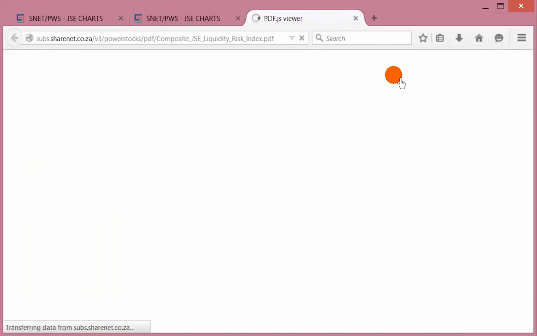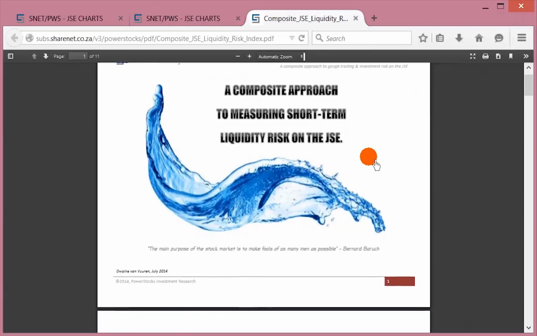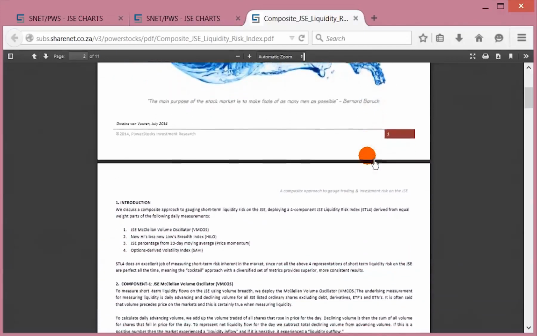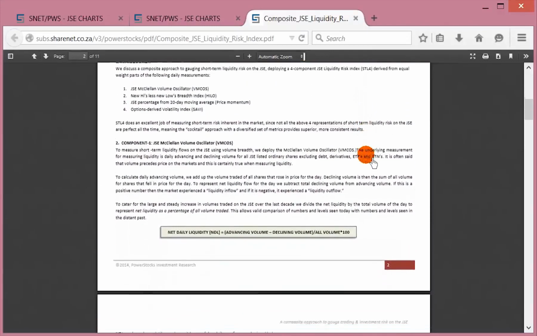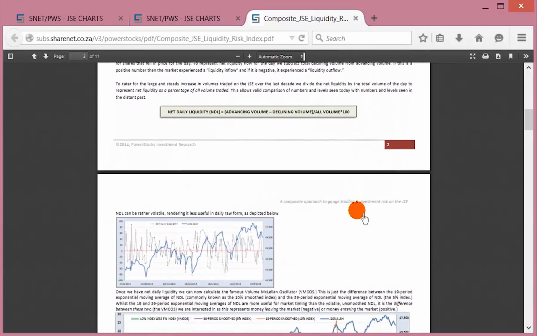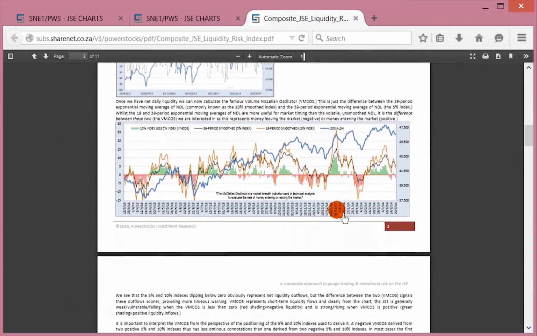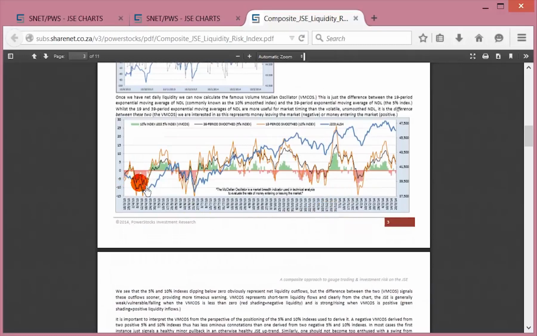So you can click on this PDF guide, and there we have a lovingly constructed user guide on the liquidity risk index we've devised for the JSE: how it works, what formulas we use, and what the performance has been in the past. I mean, just look at this puppy. Whenever she dips below zero, nothing good happens on the JSE. And whenever she's above zero, only good things happen, which is really what you want to know.